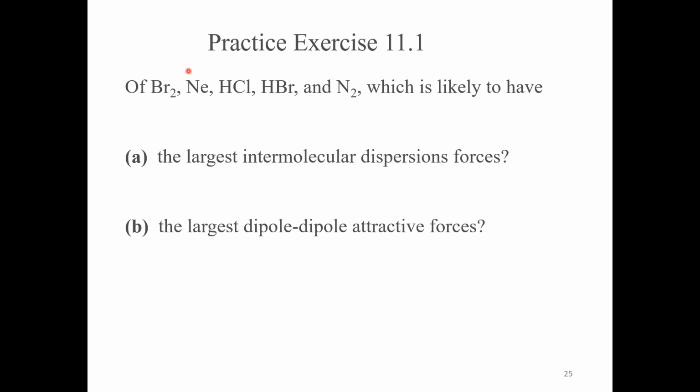So if we think about neon, it's just one atom, it's fairly small. Nitrogen, two of them that are both pretty small. And then with chlorine and bromine, bromine's going to be greater. And then a second bromine will be larger than that first hydrogen there.